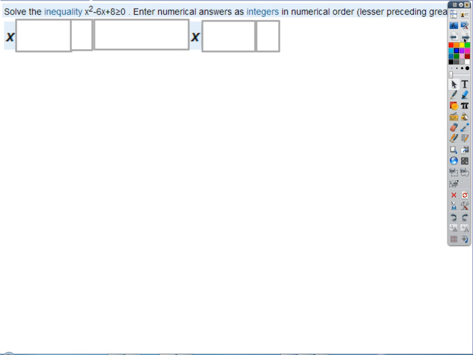Okay, what about this one? Solve the inequality. These, to me, are probably the hardest ones, because there are so many weird steps to it. On this one, I want to solve the inequality x squared minus 6x plus 8 is greater than or equal to 0.